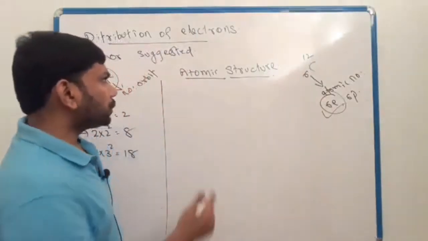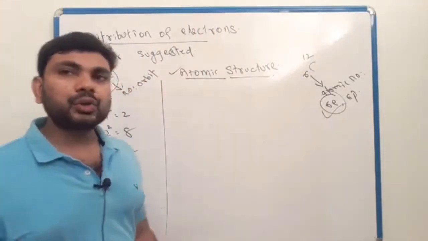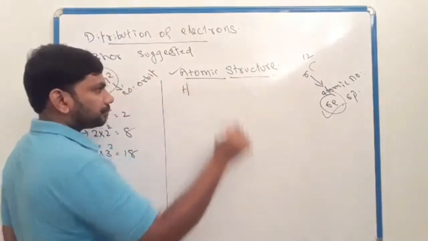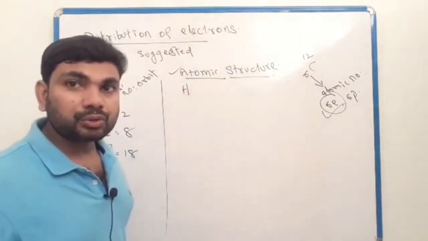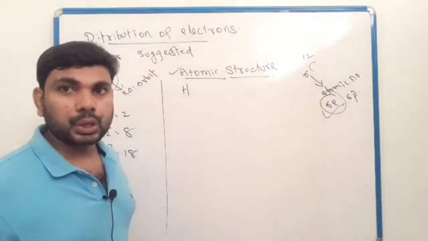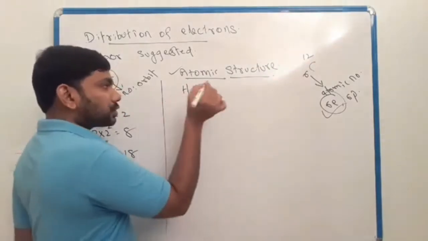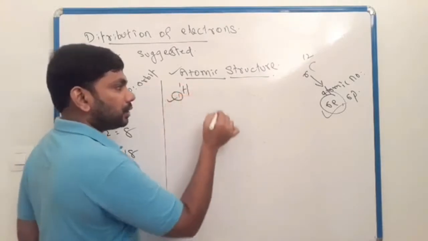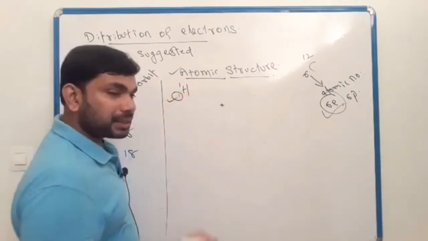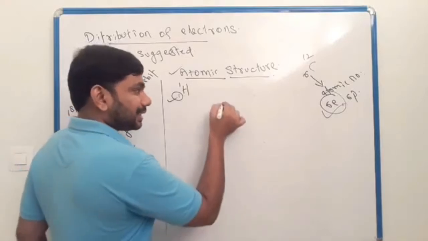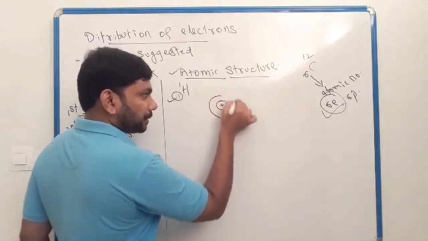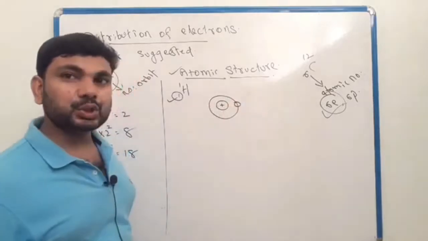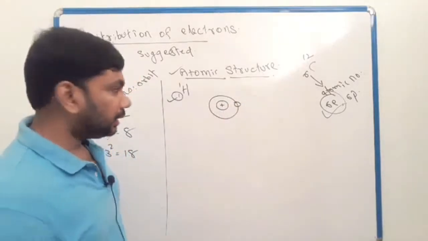So using this atomic number we can draw the atomic structure. For example, hydrogen. Draw the structure of hydrogen. So for hydrogen, use your periodic table. You can see the atomic number of hydrogen is 1. So in the middle we know there is a nucleus. Around the nucleus, first orbit. How many electrons here? Only 1 electron. This is the structure of hydrogen.